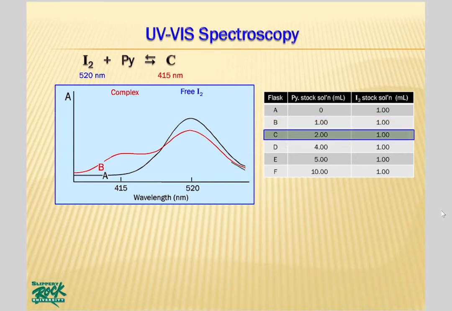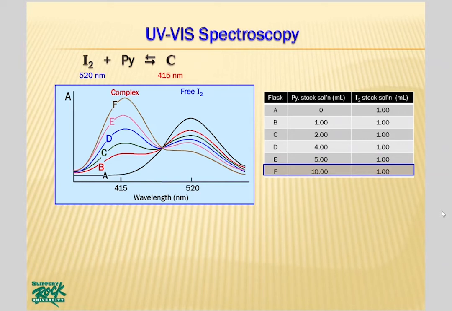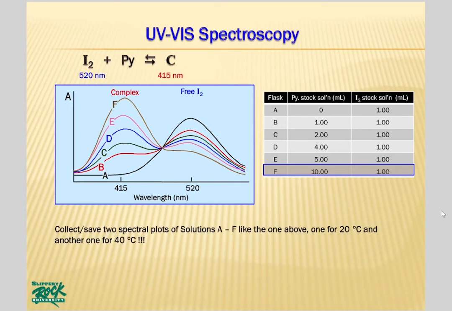As you move down the table, the quantity of pyridine increases gradually in the solution. As a result, the peak at 415 nanometers grows while the peak at 520 nanometers shrinks. Collect and save 2 spectral plots of solution A through F like the one above, one for 20 Celsius and another one for 40 Celsius.